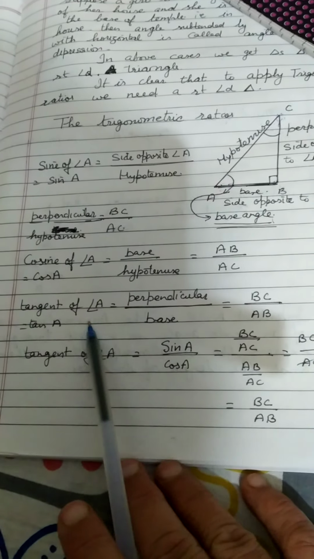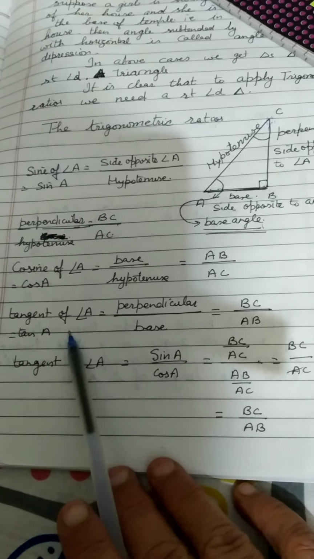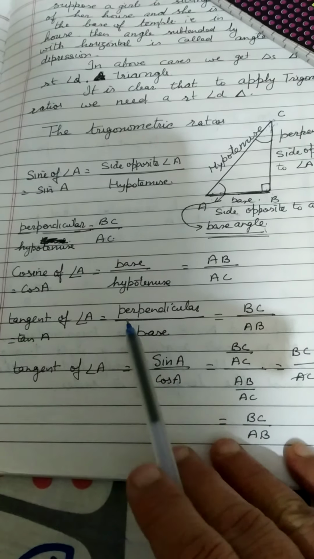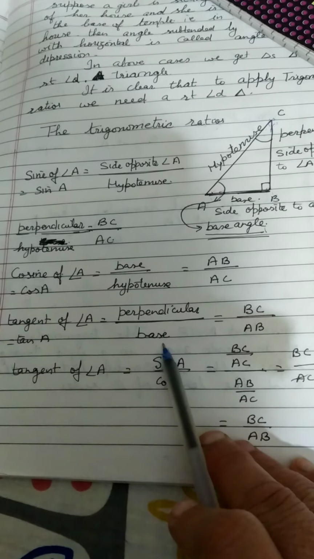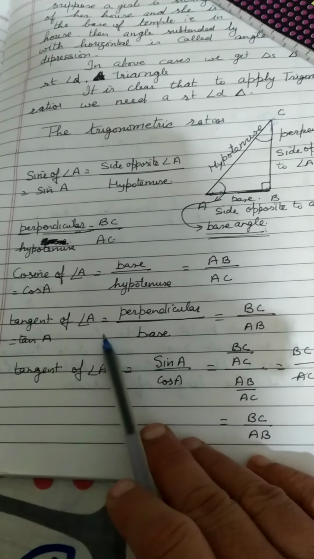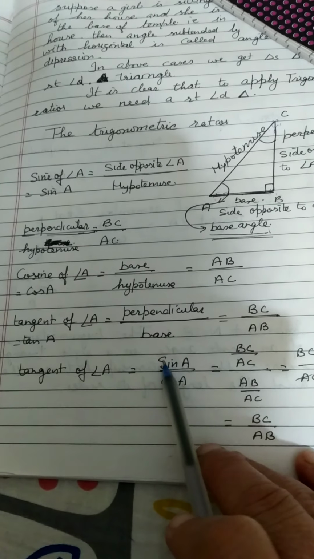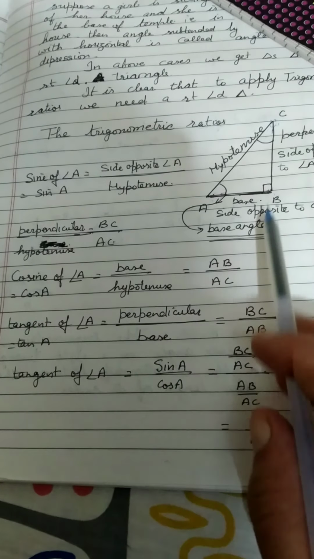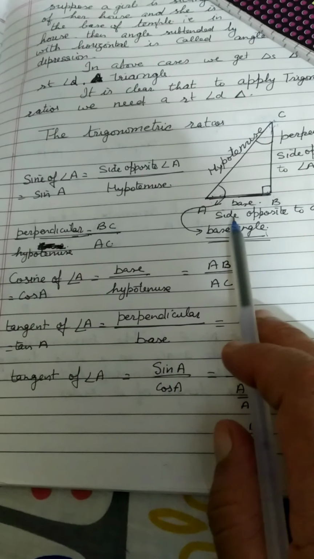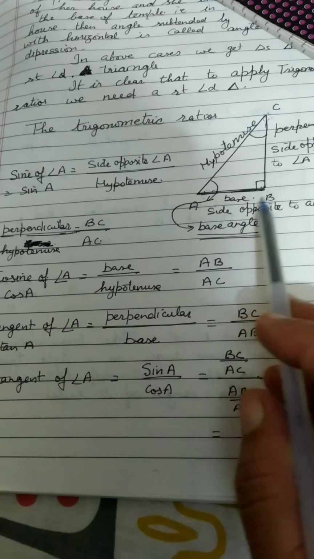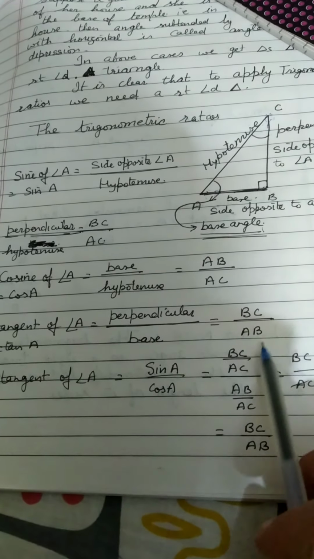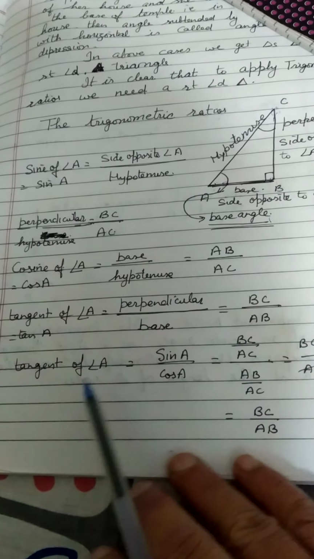Now I am to find tangent of angle A. Tangent of angle A is perpendicular upon base. Perpendicular is BC and base is AB, then it will be equal to BC upon AB.